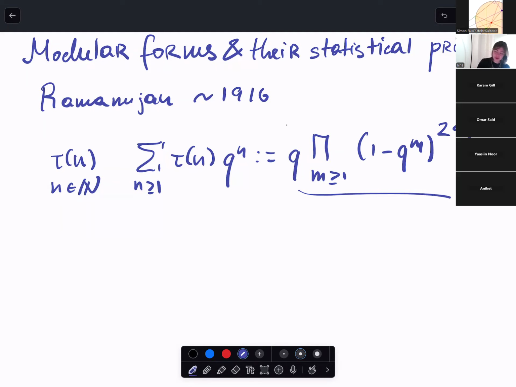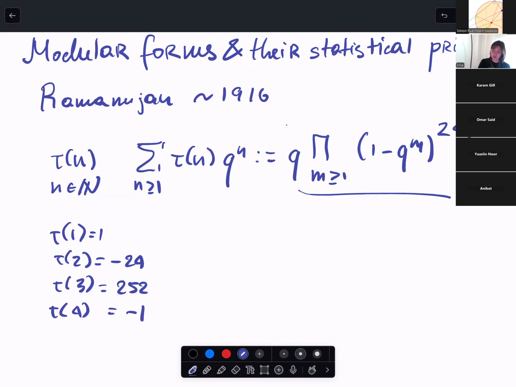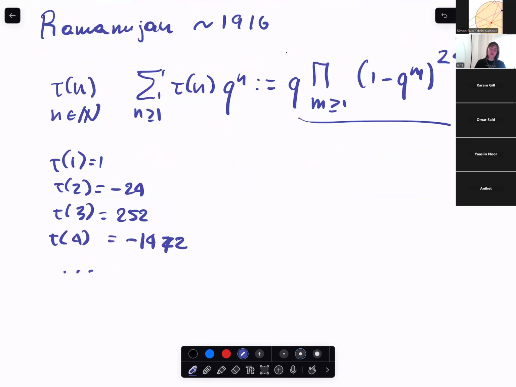Just to give you an idea, tau of 1 is 1, tau of 2 is minus 24, tau of 3 is something like 252, and then they start growing pretty fast. So tau of 4 is like minus 1472, and so on. So these are some natural numbers.